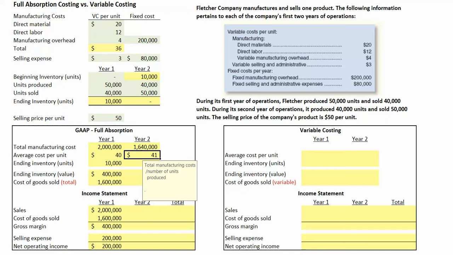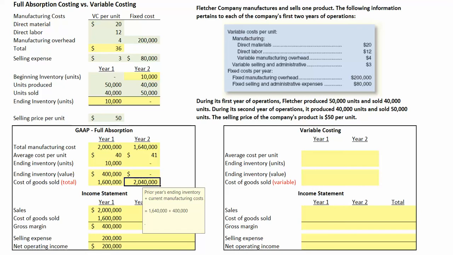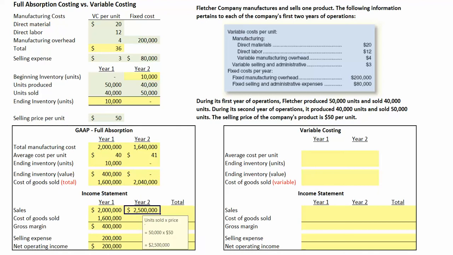In year 2, we have no ending inventory, so the value, of course, is 0, and our cost of goods sold will need to be calculated slightly differently. We're going to calculate our cost of goods sold as the sum of prior year's ending inventory, which was $400,000, plus the current year's manufacturing cost of $1,640,000. Our sales then will be $2,500,000, which is the 50,000 units times $50 per unit.